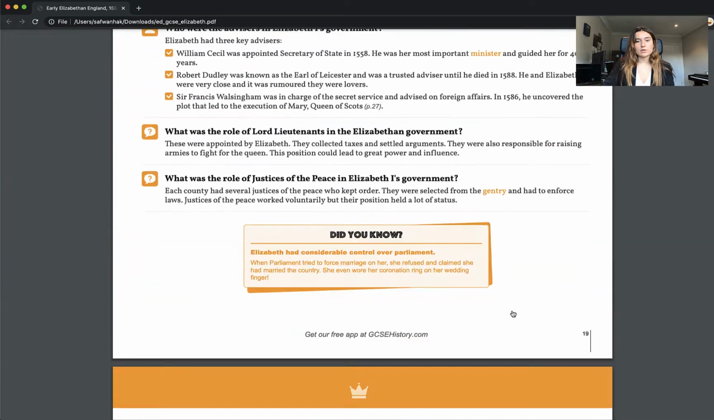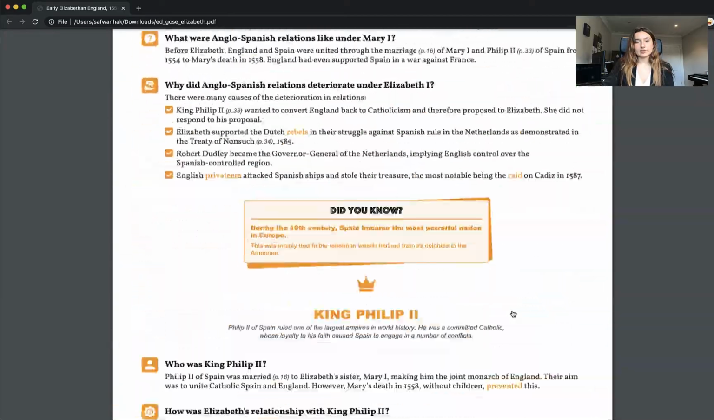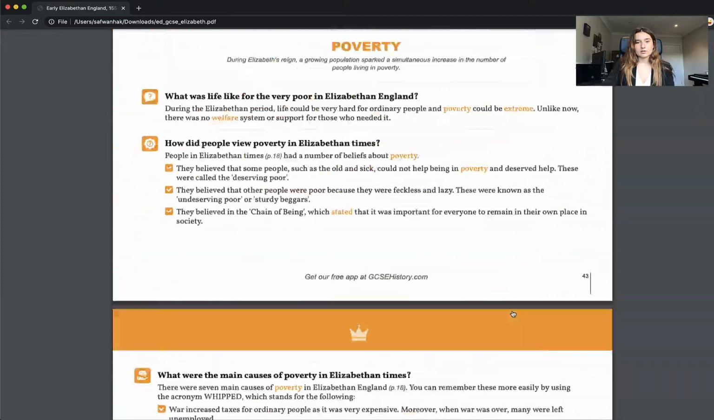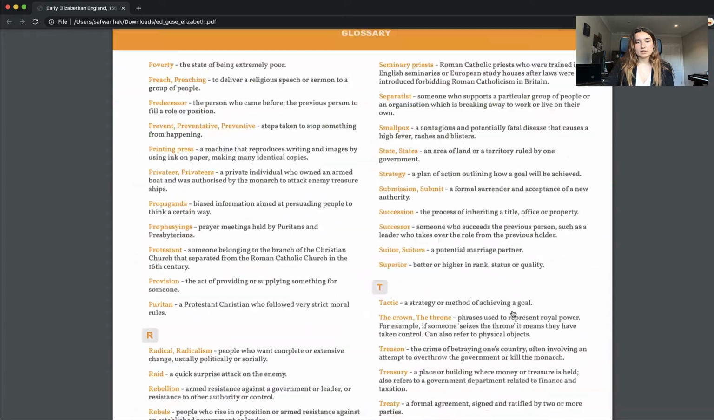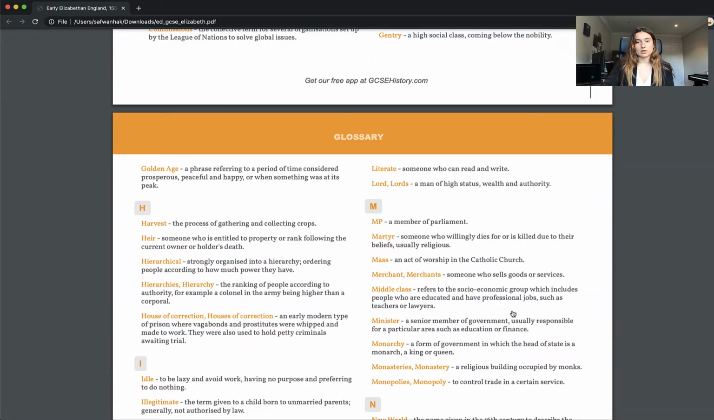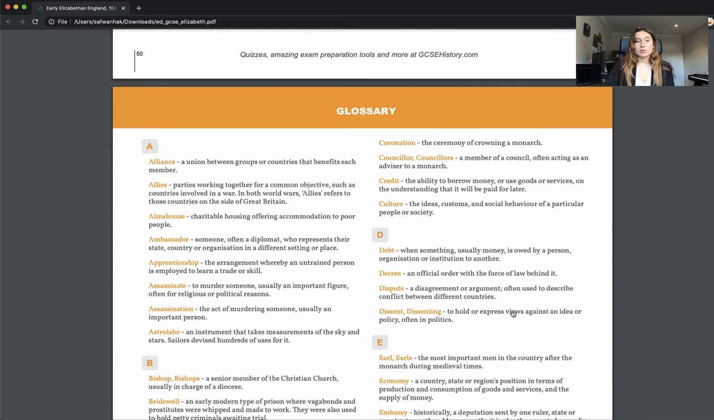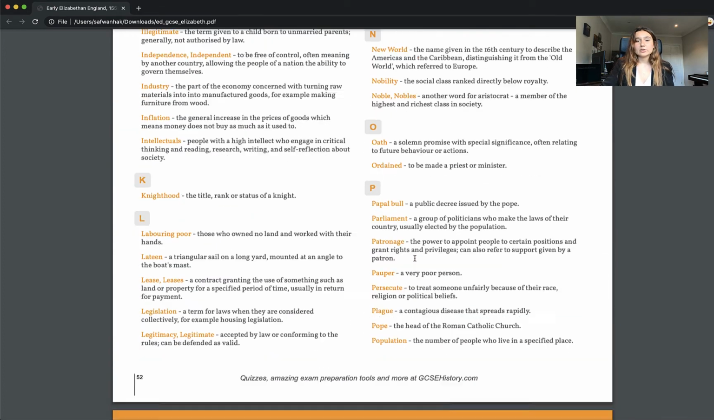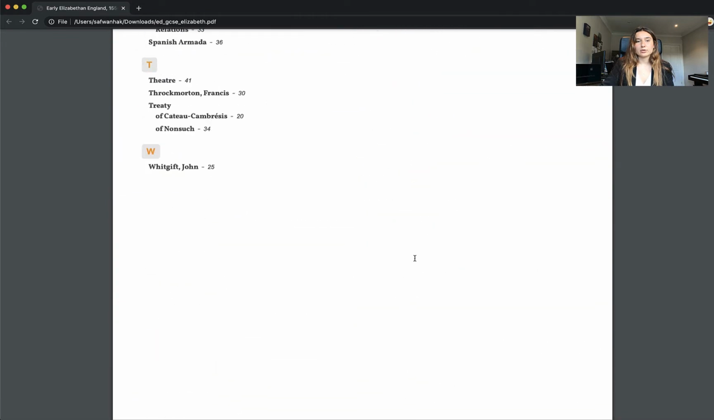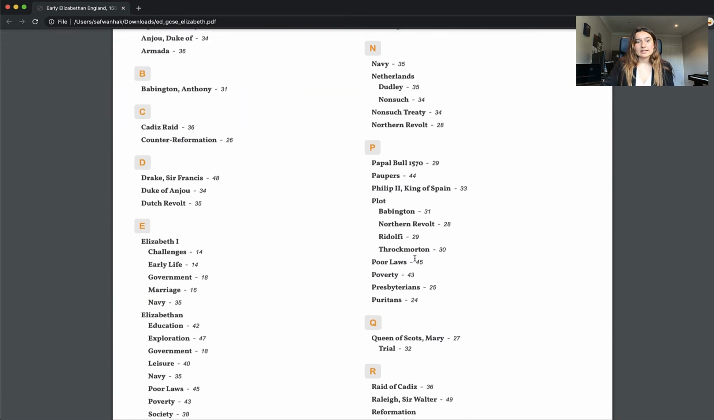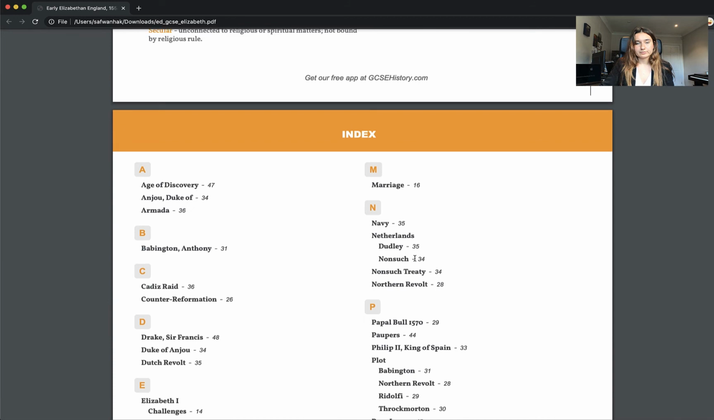So if we just go all the way to the end of the book, you'll find the glossary I was talking about earlier. It's all in alphabetical order. So let's say you had the word alliance highlighted on a page, you'd go to the letter A and the definition would be there for you. And finally, you have the index at the very end of the book, which is this little short section here.